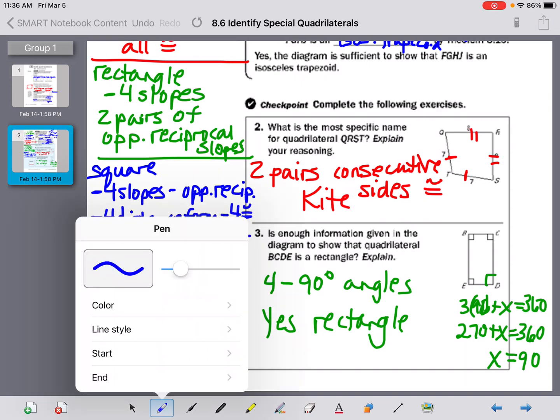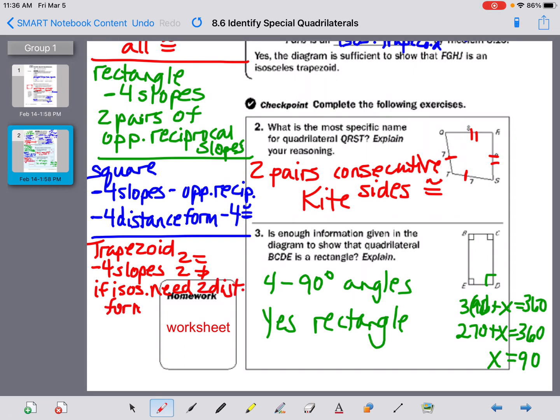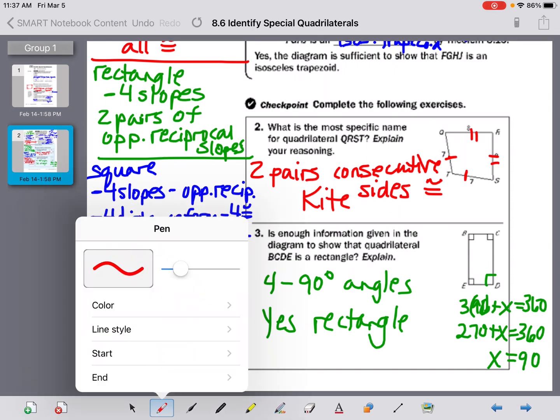All right, we have 2 more shapes we need to talk about here. What if we think what we have is a trapezoid? If you think you have a trapezoid, we want 4 slopes again, okay? We want 2 equal and 2 not equal, if that makes sense, okay? If we think it's isosceles, okay, you need 2 distance formulas, and be careful here. On the legs, we don't want to do the bases because it won't help us, and we want them to be congruent, okay?